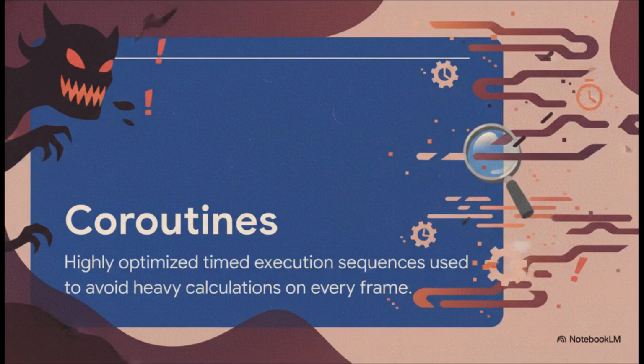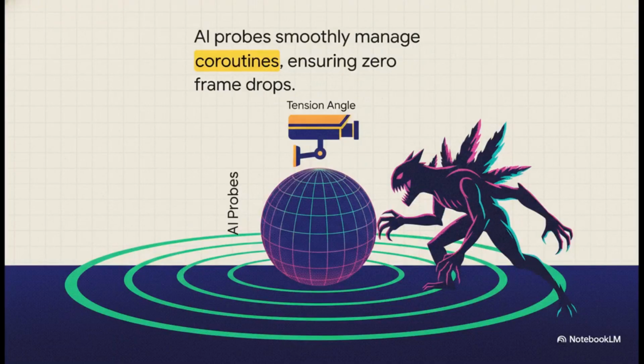To make that fear actually feel alive, your camera needs to react to threats automatically. That's where the camera AI state bridge comes into play, and it heavily utilizes something called coroutines. These are highly optimized, timed execution sequences specifically designed to bypass those heavy frame-by-frame calculations. Instead of begging the physics engine for updates every single frame, AI probes smoothly manage these tension shifts at custom intervals using those exact coroutines.